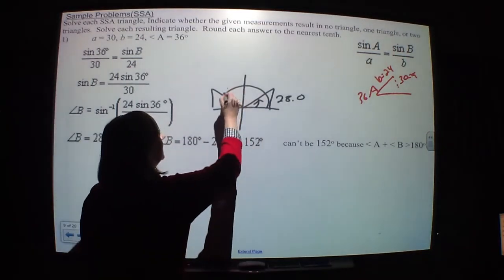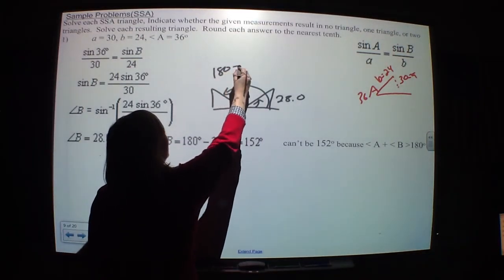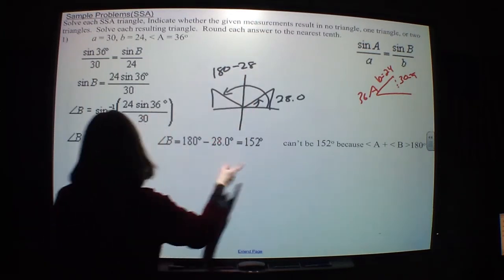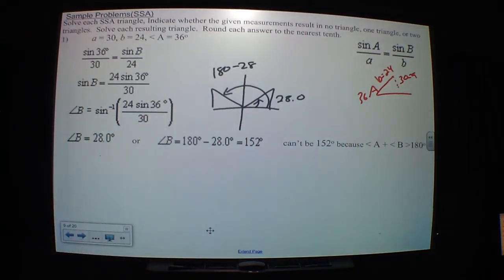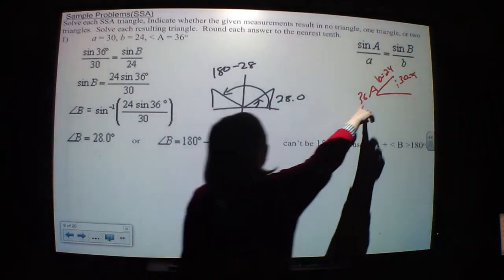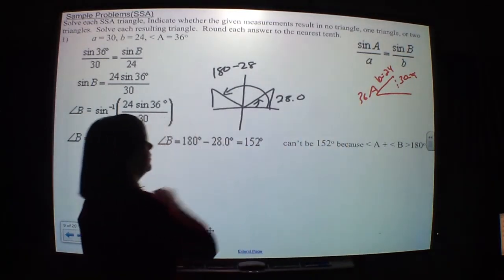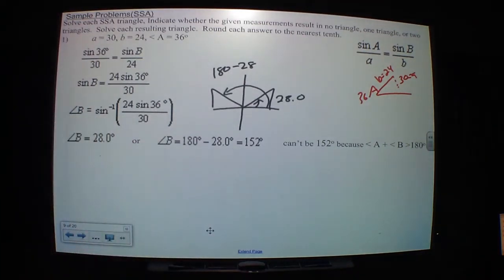So this angle right here is 180 minus the 28. So it's one of those two angles, okay? It's either 152 or 28. But when you're looking at it, if this angle is 36, it can't be 152 because 152 plus 36 is greater than 180, and all three angles have to add up to 180, and two of them are more than 180, so only one angle works. So it's 28.